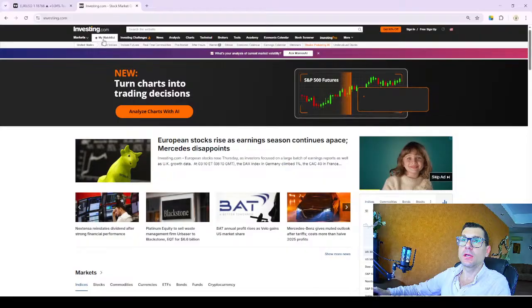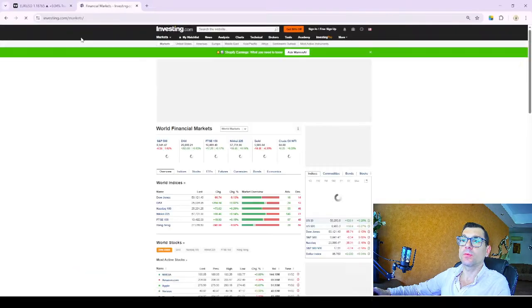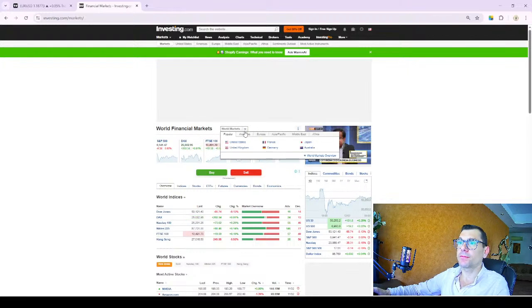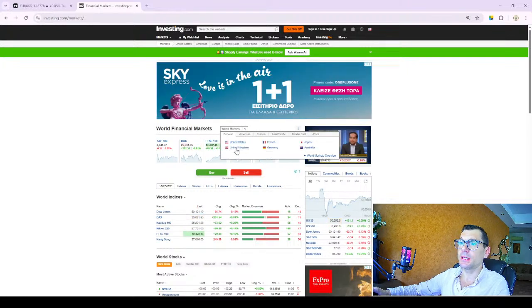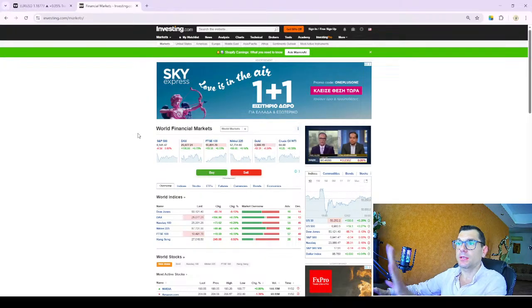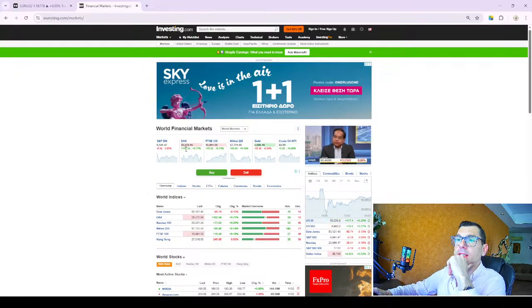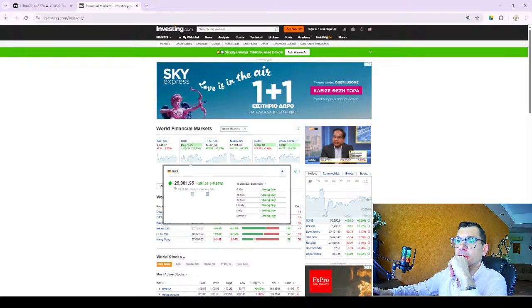So therefore, let's go here where it says markets. We click on markets and you see world financial markets. Okay, world financial markets. We're going to see United States, United Kingdom, Germany, Australia. So we can see this is actually what's all together, right? World financial markets. Now, look at S&P 500, DAX, FTSE, Nikkei, gold, crude oil.